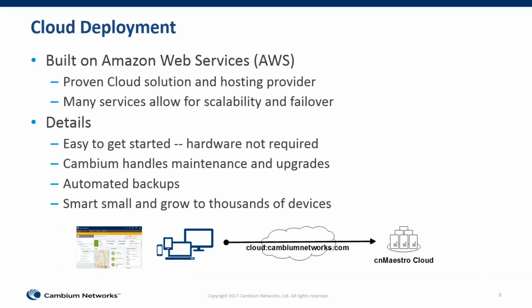When we talk about the cloud version, our cloud is based on Amazon Web Services. It's a very mature cloud service, with a lot of advantages and hardware redundancy, so it's very scalable and easy to use. When you go with the cloud version, there's a certain benefit: no hardware is required, and we maintain all of the maintenance and upgrades. We also do automatic backups. You can start with a couple hundred devices and then go to 1,000 devices.